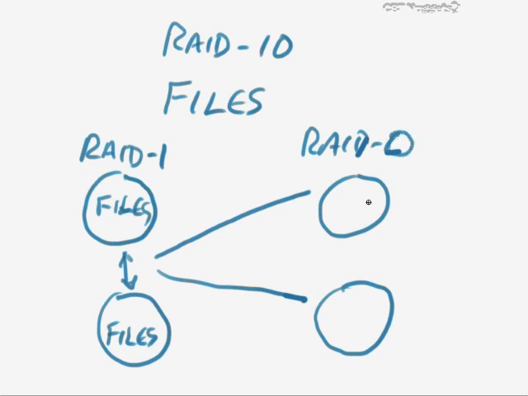RAID 0 going on over here. So we'd have files. With this kind of situation going on, I could lose this drive, or this drive, or this drive, or all 3 of these drives, and still have 1 copy of all of my data. So in that case, I could lose 3 drives. In some cases, however, you cannot lose all 3 drives. If I were to lose this drive, and this drive, and this drive, for example, there's not enough data left here to rebuild anything, and it would be a total loss.